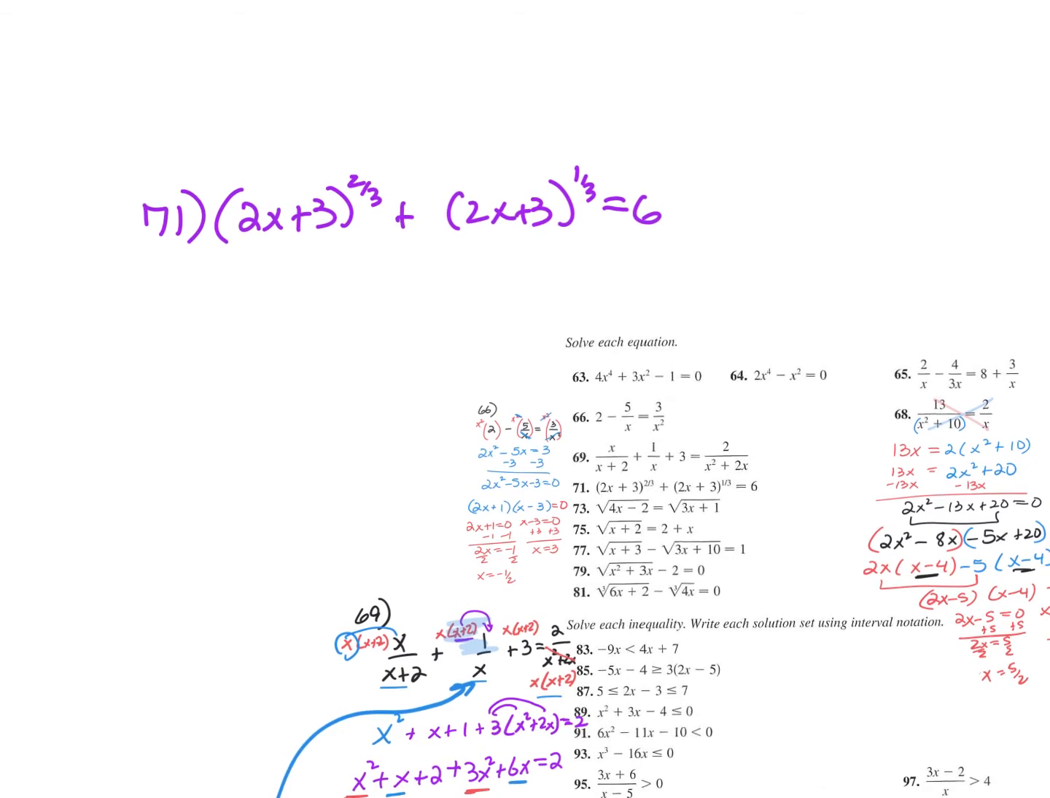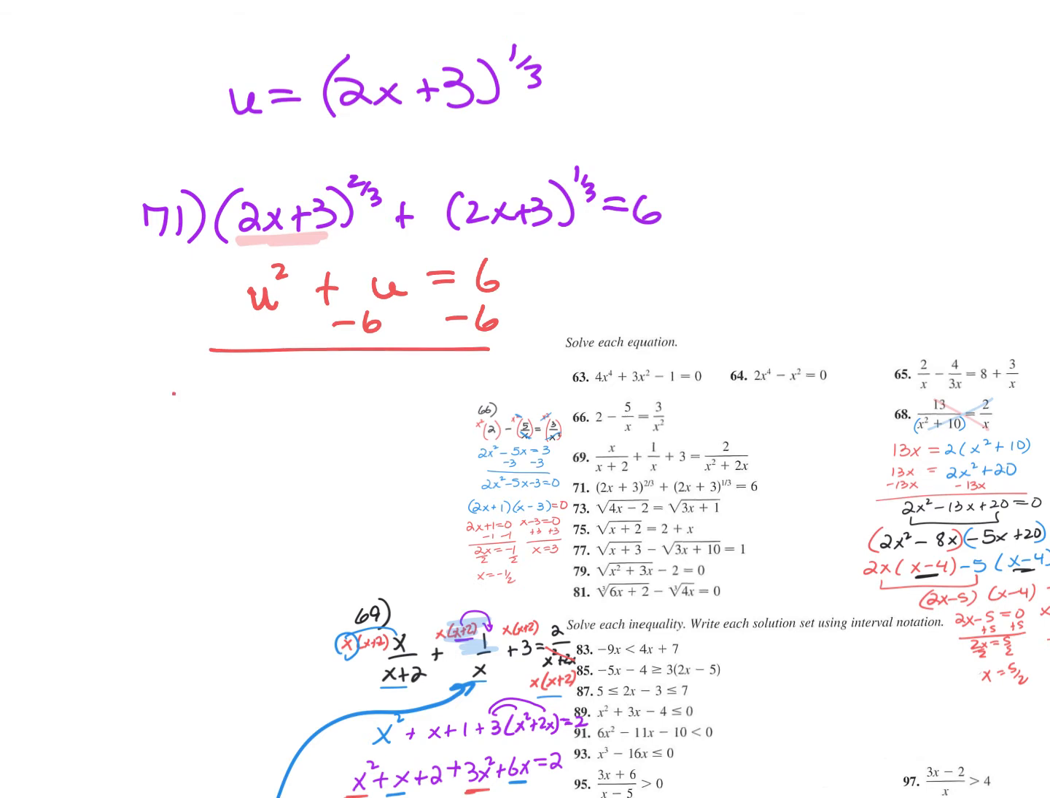I'm going to set u equal to 2x plus 3 raised to the 1/3 power. So I'm going to replace this with a u and make it u squared. Same thing in the middle, equals 6. I now need to set my equation equal to 0, so I'm going to subtract 6.